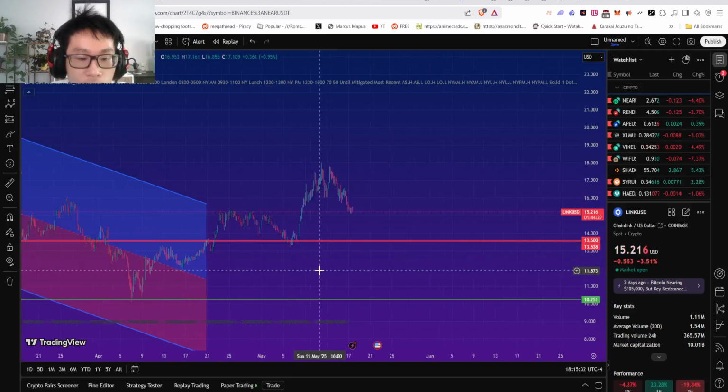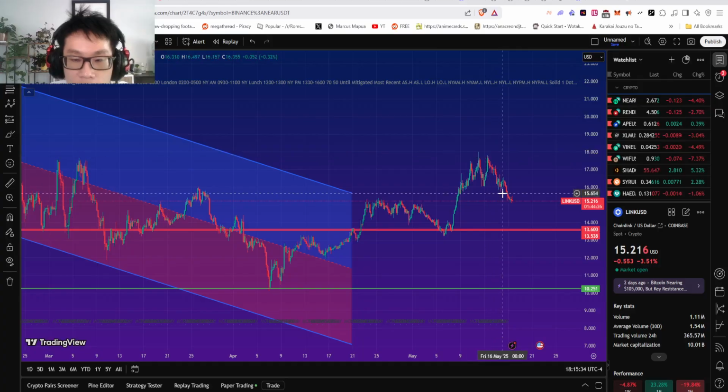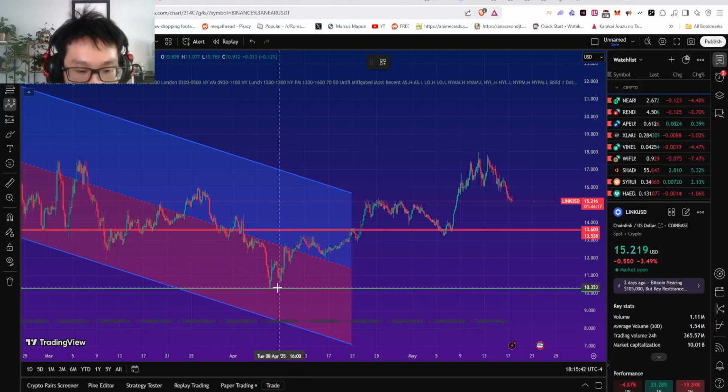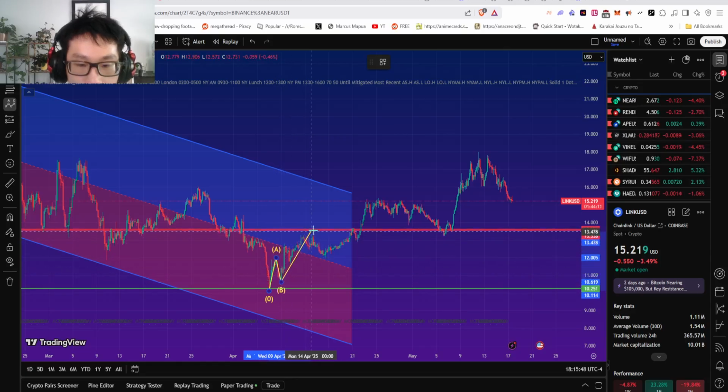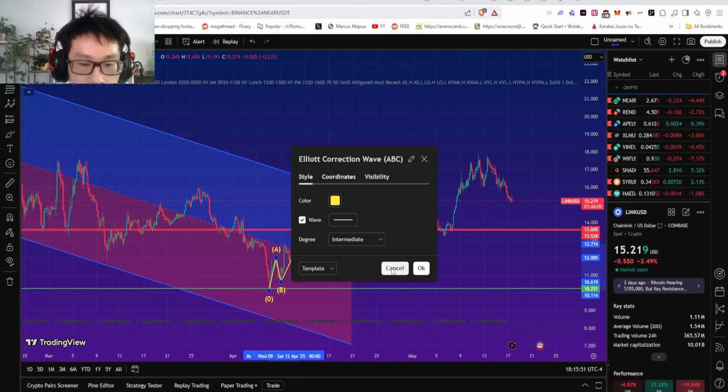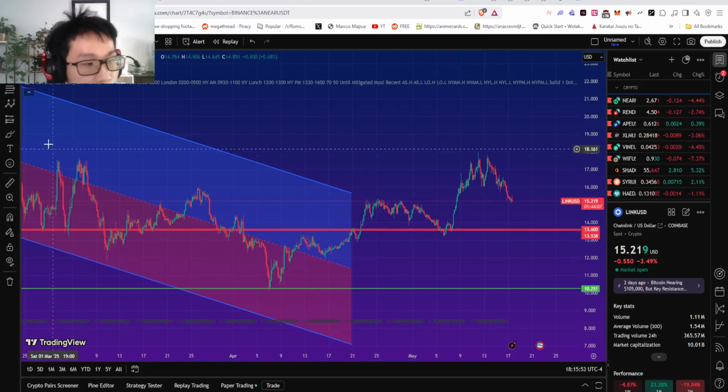So we formed a pretty good Elliott wave also, and I think it's in this ABC, probably in the C phase right now. So if we take the Elliott wave from the bottom, 2, 3, hang on, not ABCs, my bad.